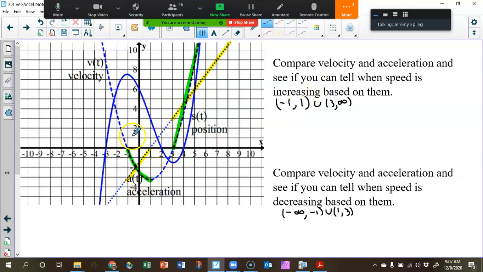But I do notice something when I highlight those. From -1 to 1, velocity and acceleration both have the same sign. They're both negative. And from 3 to infinity, velocity and acceleration have the same sign. Hey, that gives me something I can look at. I could look at velocity and acceleration and note that they have the same sign.